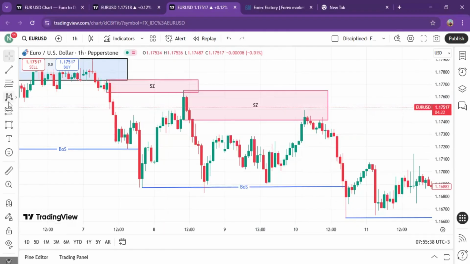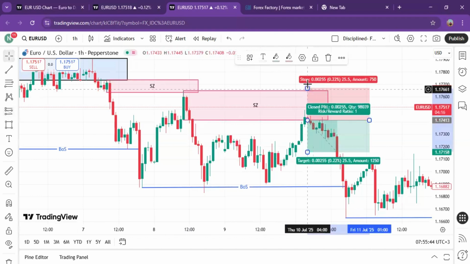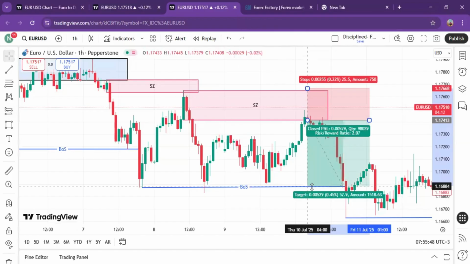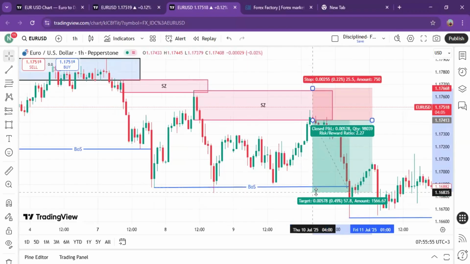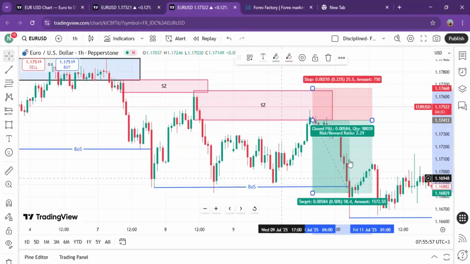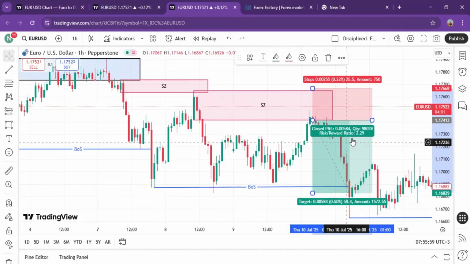And you can see that from that point, with your stop loss just a few pips above, your aim is the next zone to be taken out at that point. So you can secure yourself a risk to reward ratio of 1:2.